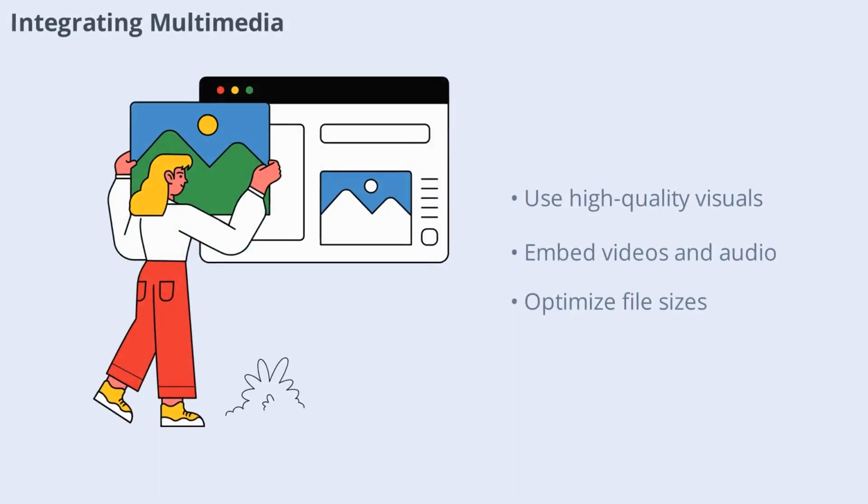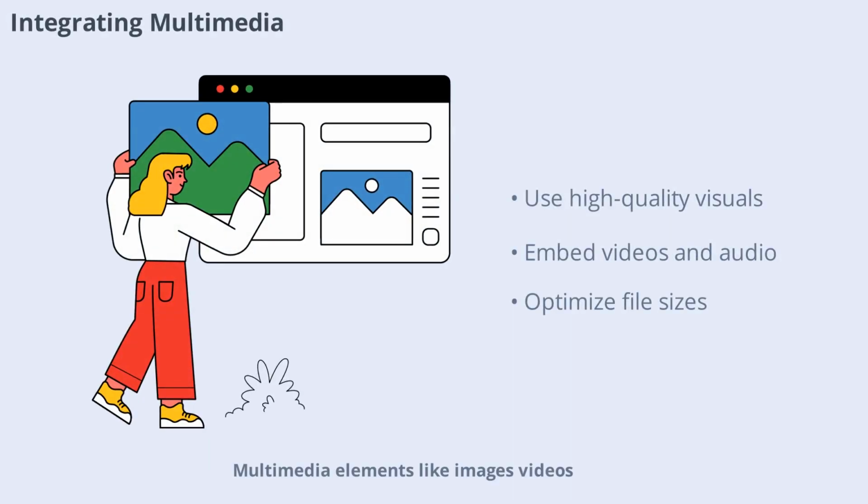Multimedia elements like images, videos, and audio can make your website or app more engaging. Use high-quality visuals that support your message, but be mindful of file sizes to keep loading times fast. Embedding videos or audio can add value, especially for tutorials or product demos.